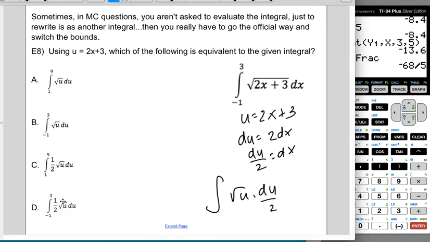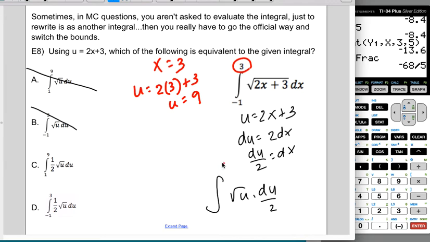So immediately I cross off the ones that don't have the 1/2. See how this is over 2? So immediately I say, oh, these two are wrong. Then I have to worry about the bounds. Well, the original bound was x equals 3. Since u is 2x plus 3, my top u should be a 9. And that pretty much gets me to the point where I say, okay, cool, that's the right answer.